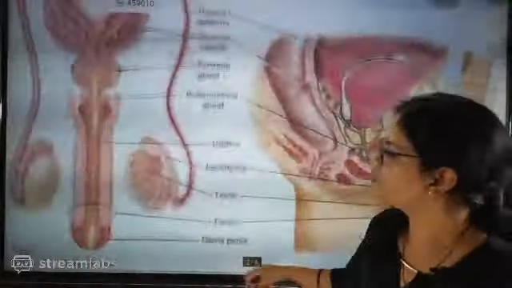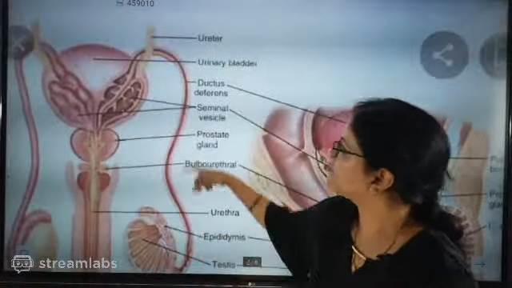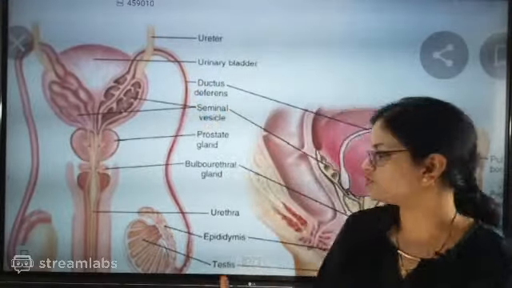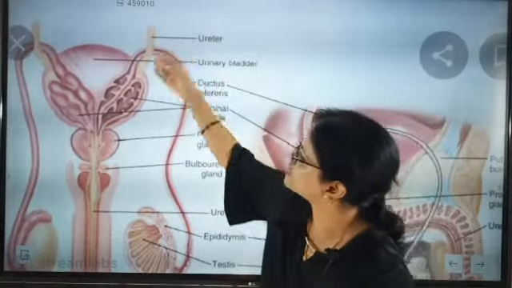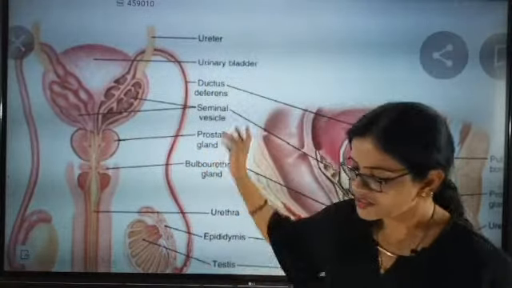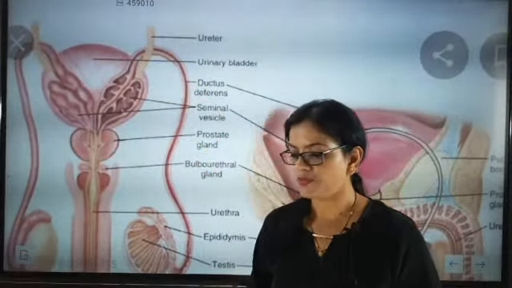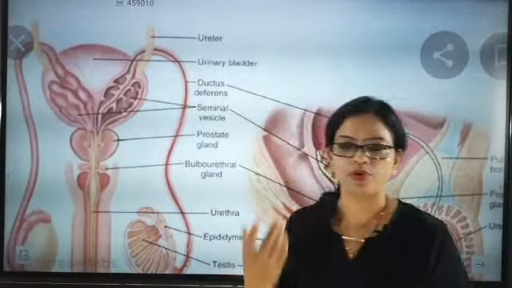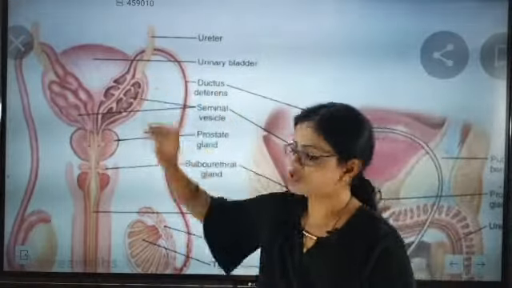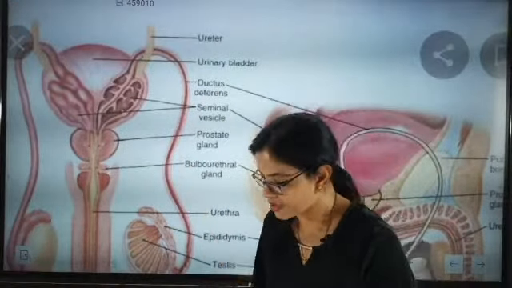So what is the work of this duct system? The epididymis and vas deferens first temporarily store the sperms, and second transport the sperms to this part, the testicle part. I hope you have understood till here that the first work is to store temporarily and then to transport it to the seminal vesicle part.